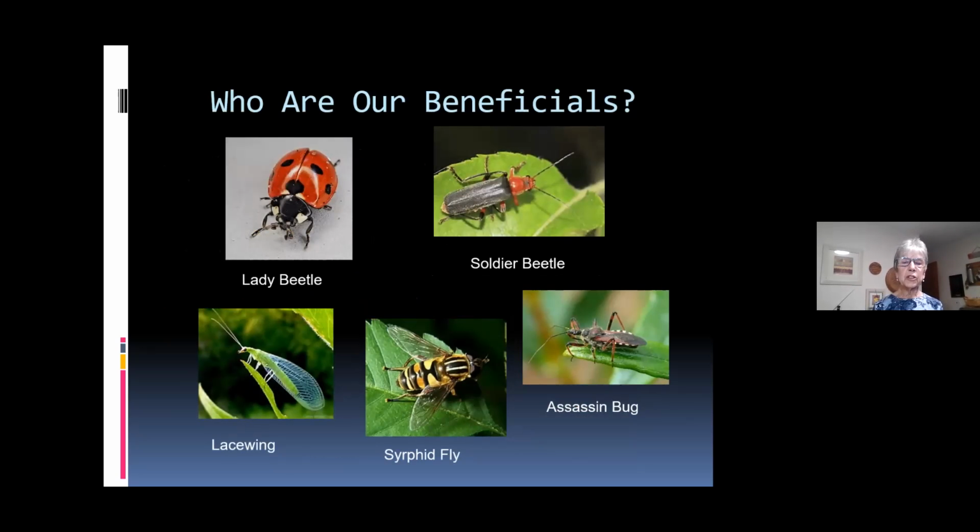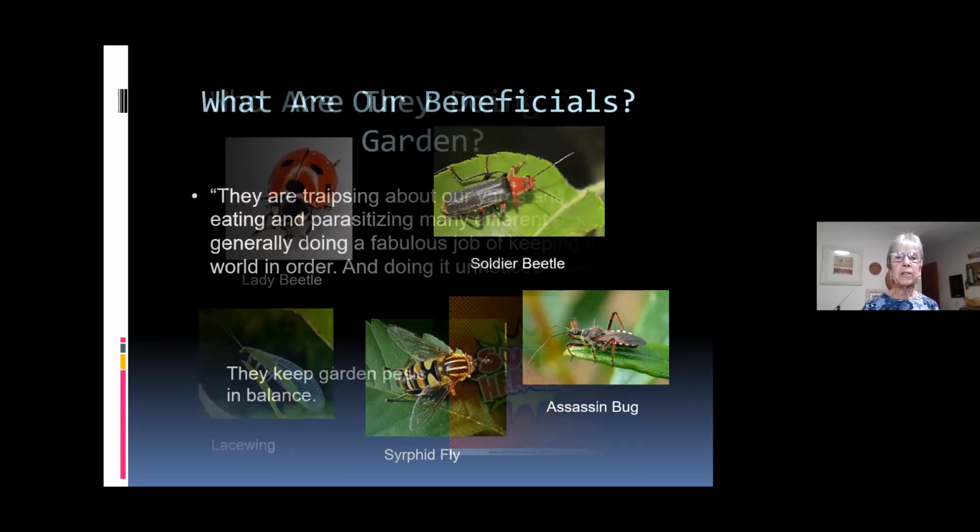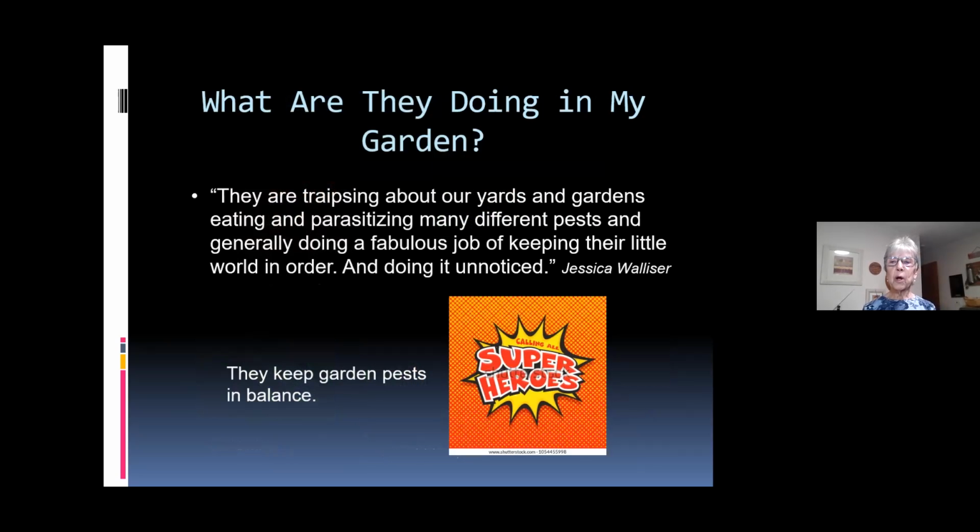So who are our beneficials? Here are some of the bigger, prettier ones. We have the lady beetle, the soldier beetle, and you can see the others. However, most of them are quite small, and some of them are not very pretty. But again, they're doing what they're meant to do. And I love this quote by Jessica, and I can't see her last name: they are traipsing about our yards and gardens, eating and parasitizing many different pests, and generally doing a fabulous job of keeping their world in order and doing it unnoticed. So they're the superheroes of the garden.